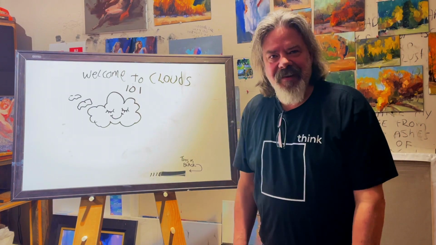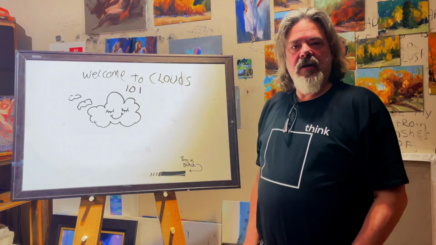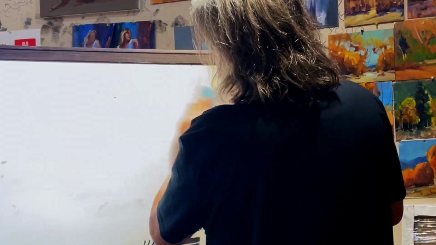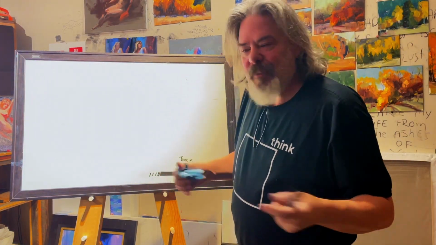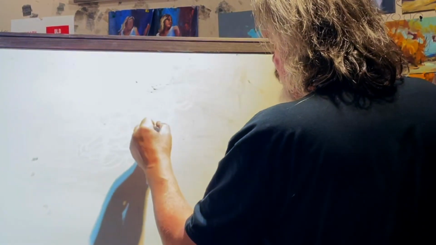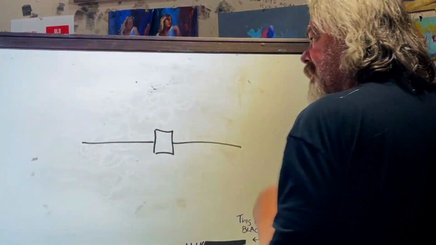Okay, it's not really windy in here. You know what? It's not windy because we're indoors. Back to the board. And what's going to appear on the board? The box. Of course, the box. There's always a box. All right. Here's your box on the horizon line.